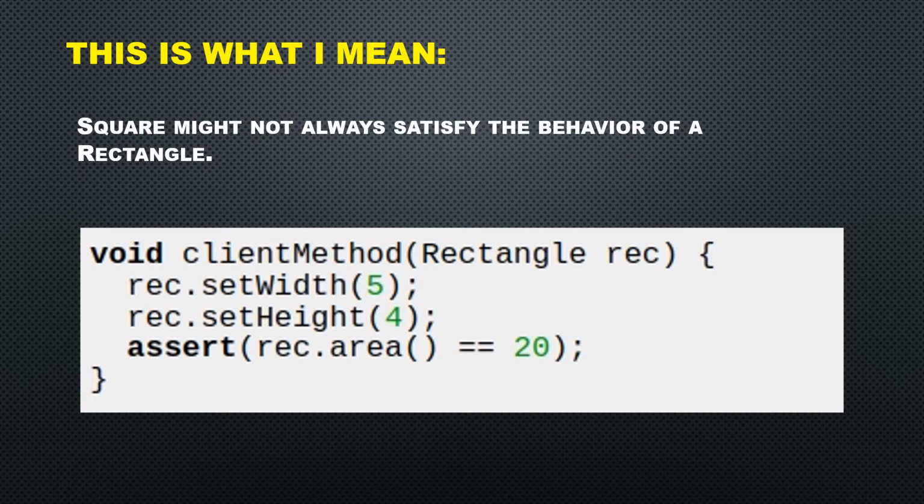Your client method expects a rectangle and asserts a value of the area. All was well up to this point. But now when we do rectangle.setHeight of 4, our square will set both its sides as 4 and that will totally mess up the assert statement. We were expecting a rectangle of size 5 and 4 to have an area of 20, but we got a square with side 4 and 4 and area 16. Hence, using a square object in place of the rectangle object totally breaks LSP.